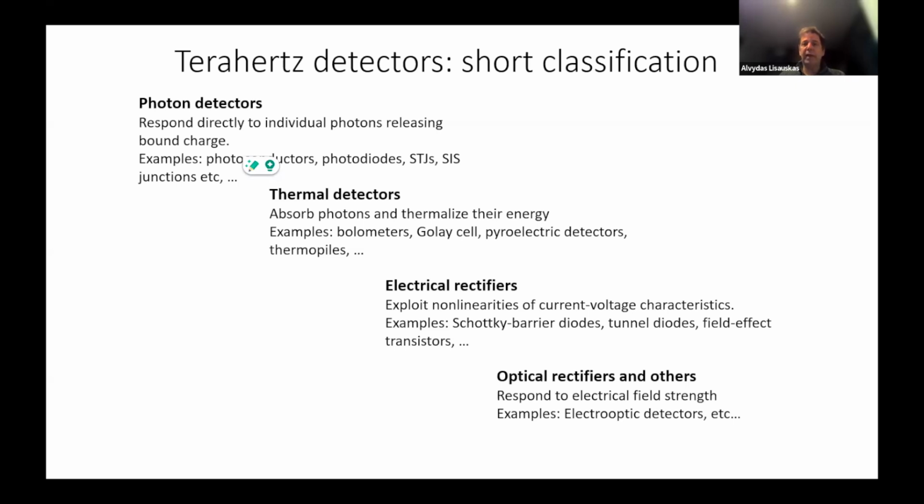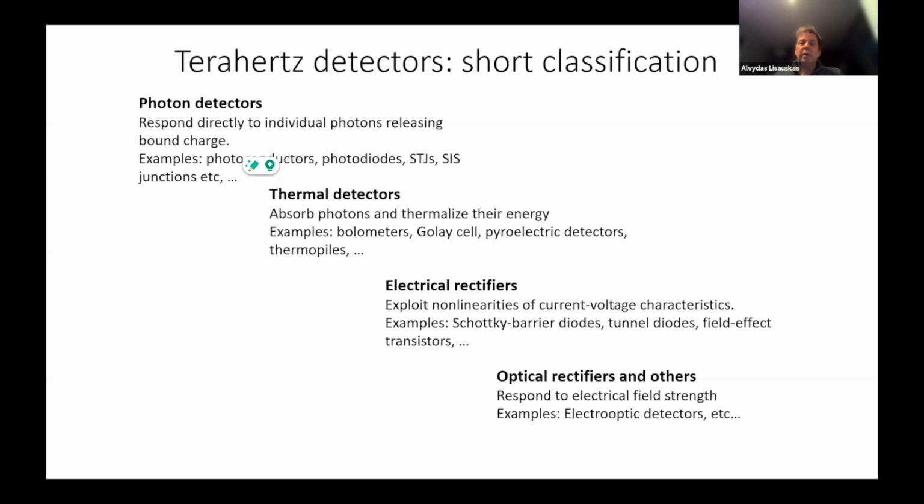And there is a very different way, using electrical rectification. Radiation is taken directly to excite electrical current flow, and the nonlinearities of current-voltage characteristics are exploited. This is especially used in terahertz frequencies, like Schottky barrier diodes, tunnel diodes. And for 2 decades, there has been an entry into this field by field-effect transistors.